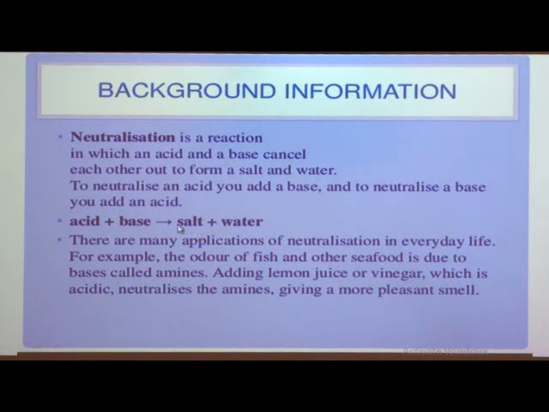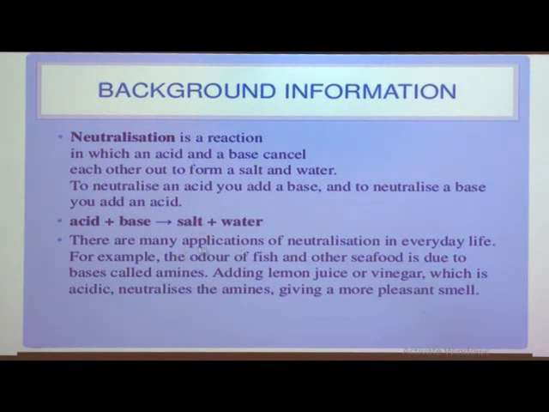Here the reaction is given: acid plus base is equal to salt plus water. In our previous session also I told you that whenever we add acid into base or base into acid, we get salt and water. The salt may be any type of salt. So that is what we are going to get.